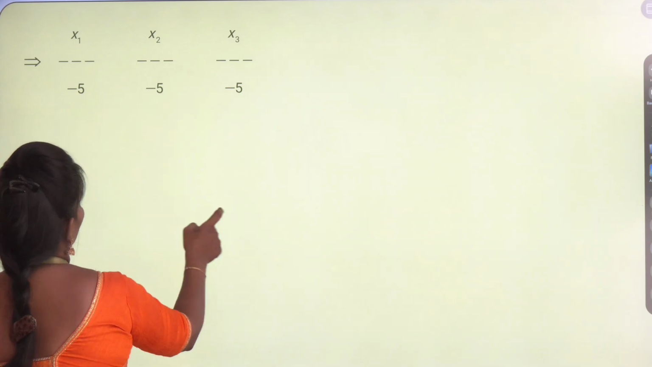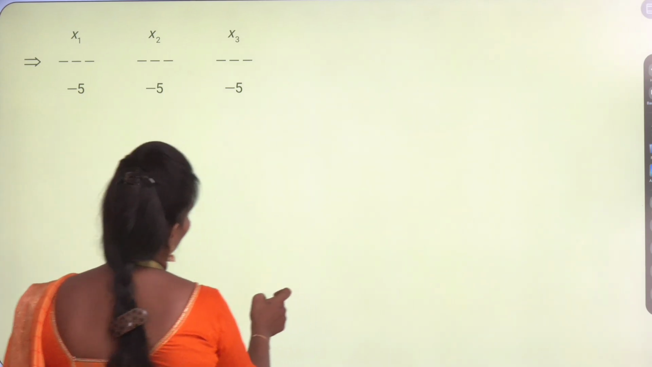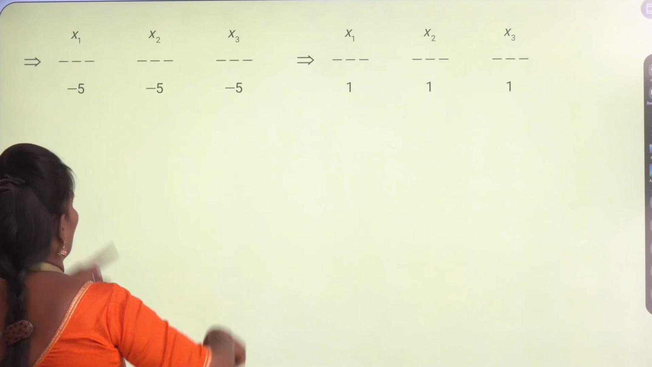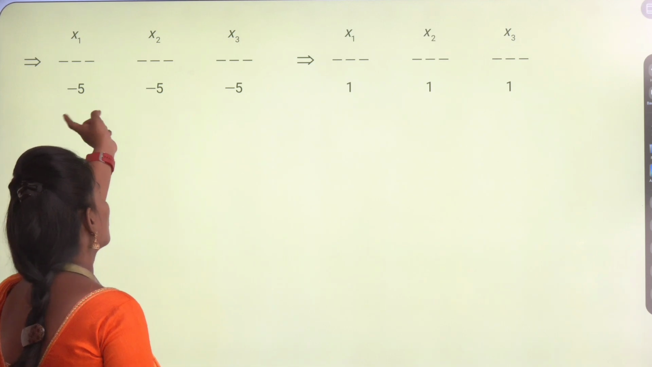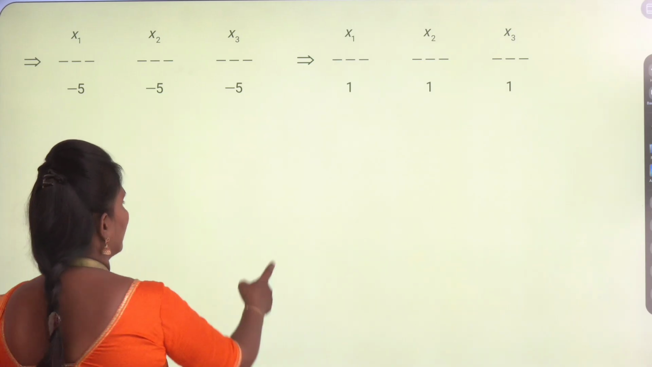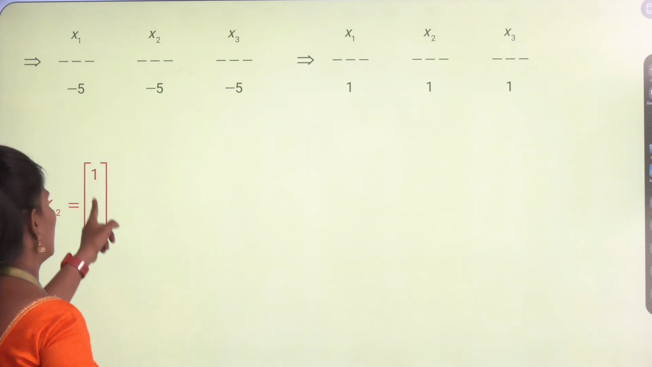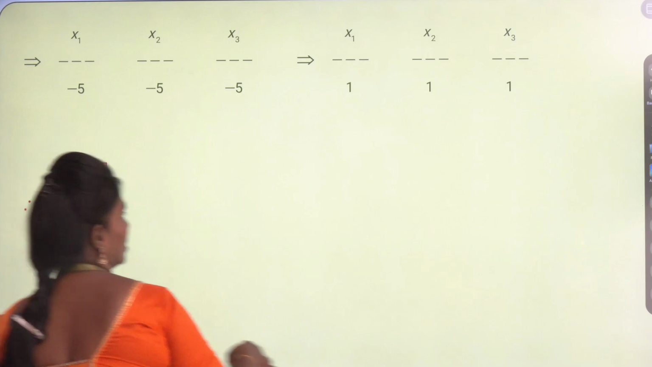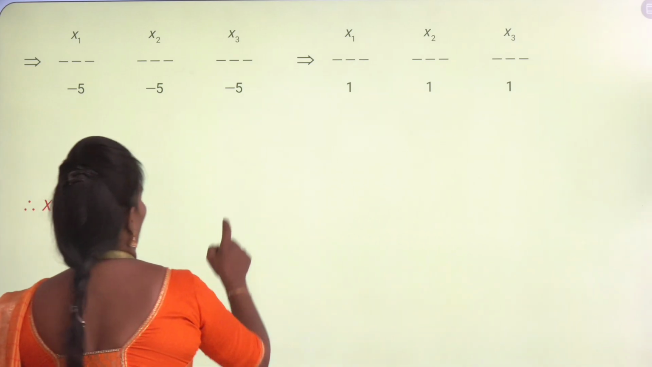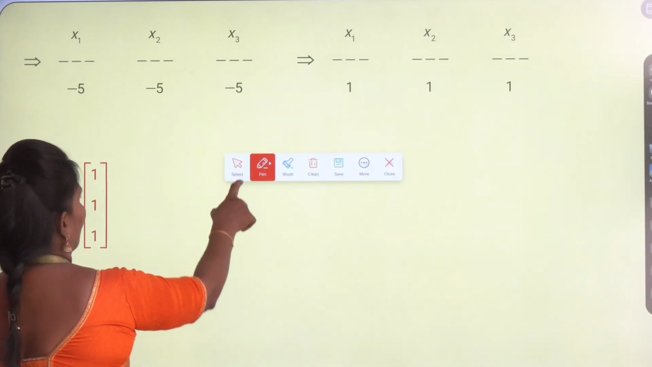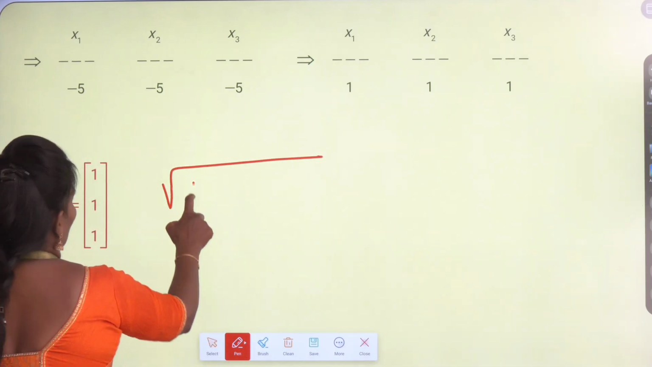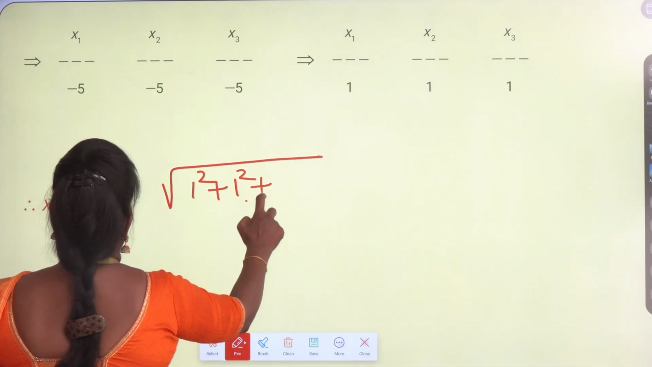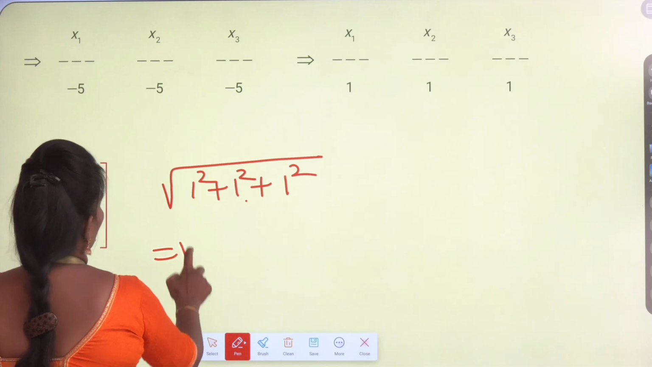So that's why you're going to get x2 is equal to, so all have a common minus, so that's why you divide by the common minus. So minus 5, 1, 1, 1. So the second eigenvector is nothing but 1, 1, 1. For this, what is the norm of this? Means root of 1 squared plus 1 squared plus 1 squared, you're going to get root 3.